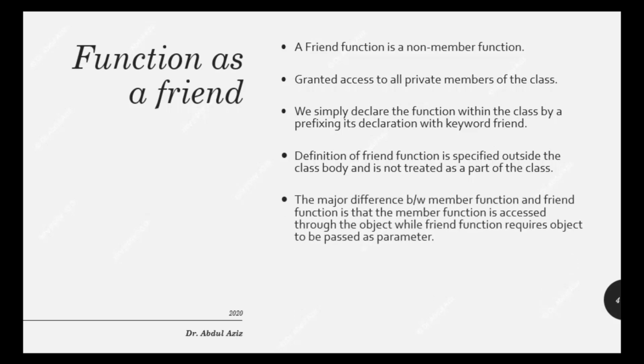If you want to differentiate between a member function and a friend function, we simply express that the member function is always called with the reference of the object, because the member function is a permanent member of that class. On the other hand, a friend function is a non-member function, and it will be called directly from the main, which means the friend function never needs any reference to be called. It will be called as a standalone simple function.